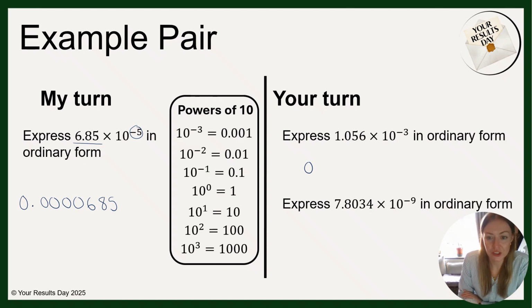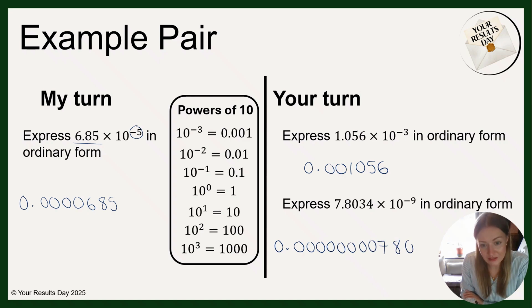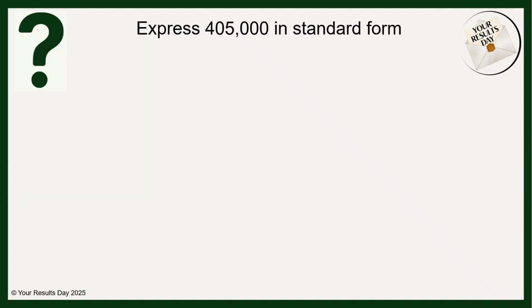In our first question, we have got 0.00, because it's negative 3 in the power, followed by 1056 are our digits. And we've got 9 zeros at the start of this next one, so 0.0, that's 2, 3, 4, 5, 6, 7, 8, 9, followed by our 78034.